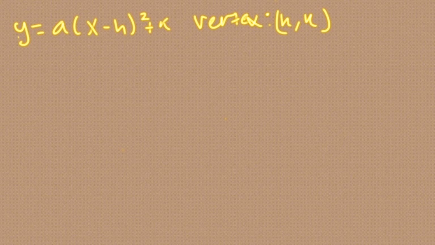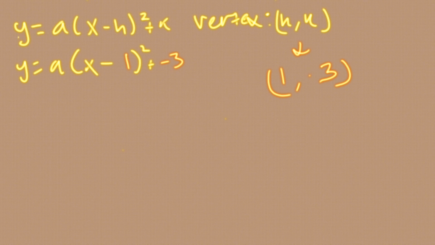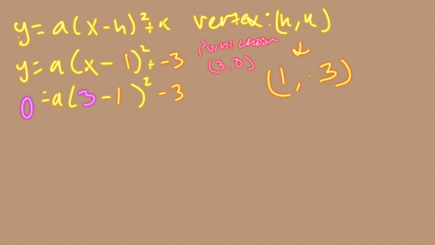So I'm going to plug everything into my vertex form equation. I'm plugging in the coordinates for the vertex, 1 and then -3. And then I'm going to pick my point, (3, 0). So I'm going to plug in 0 for the y value and 3 for the x value. And then from there, I'm going to solve algebraically. This part's going to go pretty fast, so feel free to pause it if you'd like.